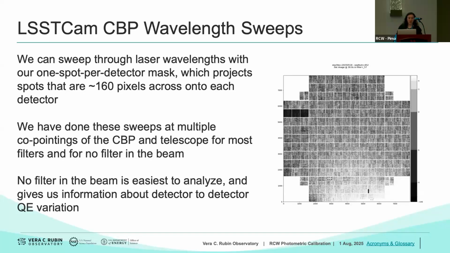And so we have successfully done these sweeps at multiple different co-pointings of the CBP and the telescope for most of the filters, and also for no filter in the beam. The no filter in the beam case is easiest to analyze, and it gives us information about detector to detector QE variation. So this is where we're starting for our initial measurements.